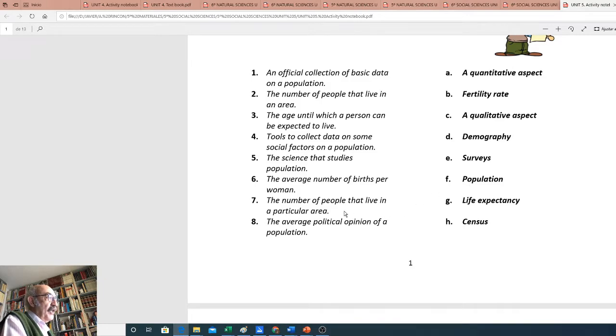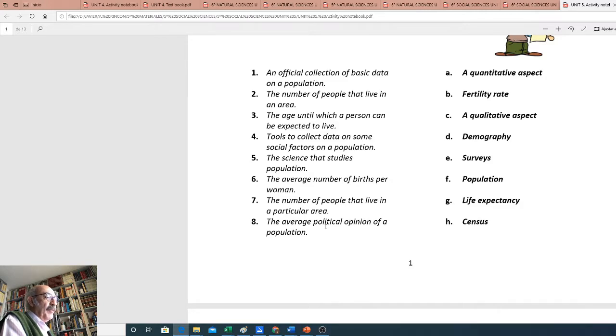So this is population, but this is a quantitative aspect. You could say population. This is the definition for population as well. In this case, we want to relate the number of people, 1, 2, 3, 4, with a quantitative aspect, and finally the average political opinion of a population.